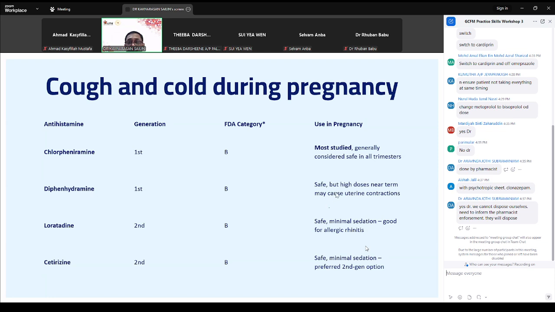Diphenhydramine, safe, but high doses near term may cause uterine contraction. So remember diphenhydramine. Loratadine, good for allergic rhinitis, and cetirizine, safe, minimal sedation, preferred second generation.